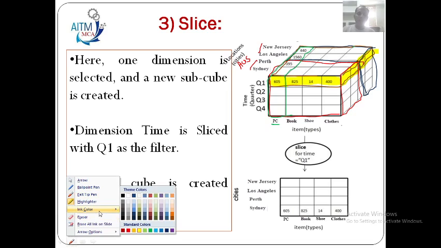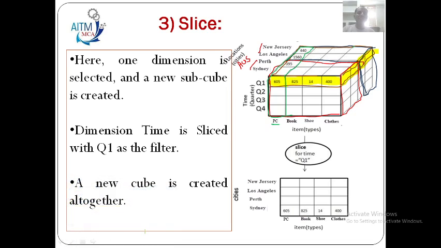Based on your requirement, you have to select the thing. See, if you take this way, if you make a slice in this way, you will get the information of only the item PC.